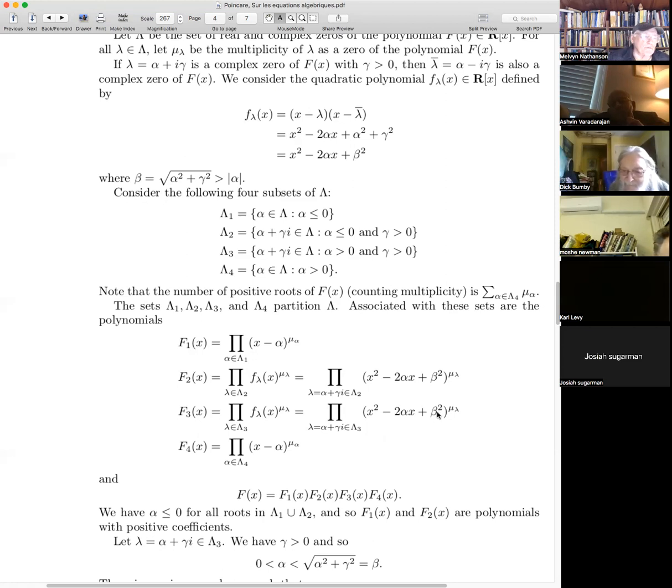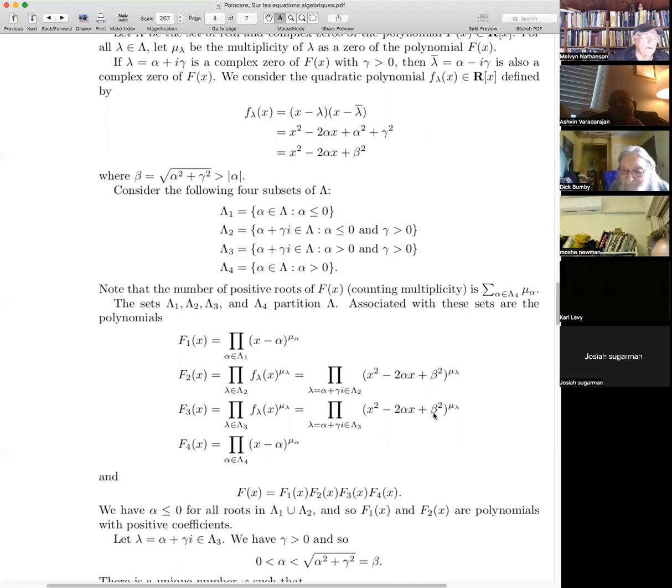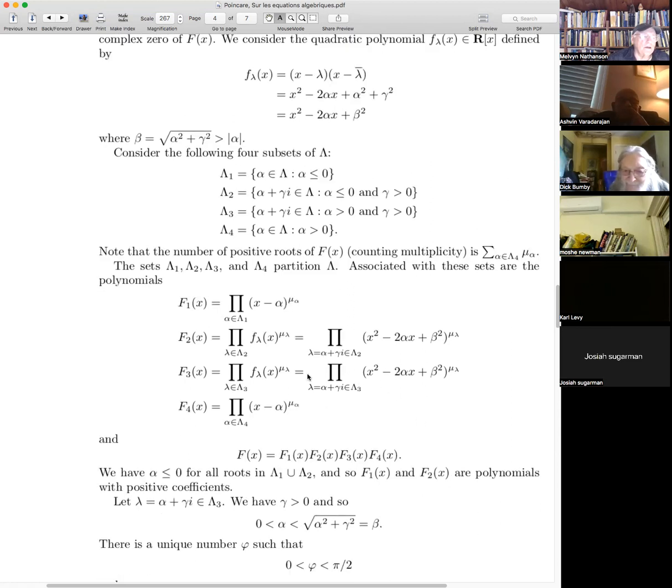I don't know what happens when you multiply it out necessarily. Yeah, it has negative coefficients, but contributes no positive roots. Right. Yes, F3 comes from the non-real complex roots with real part positive, right? So alpha is positive, so minus 2 alpha is negative. So there's a negative coefficient in there.